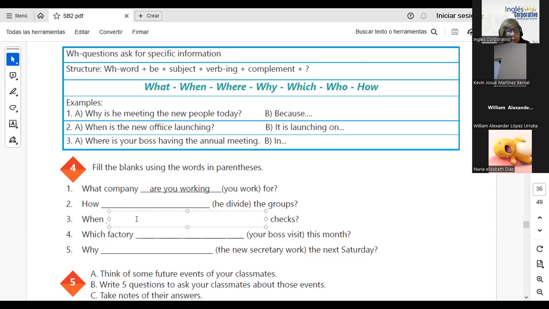How is? How is? He divide the groups. Divide Kevin? The groups. Dividing, okay, dividing.